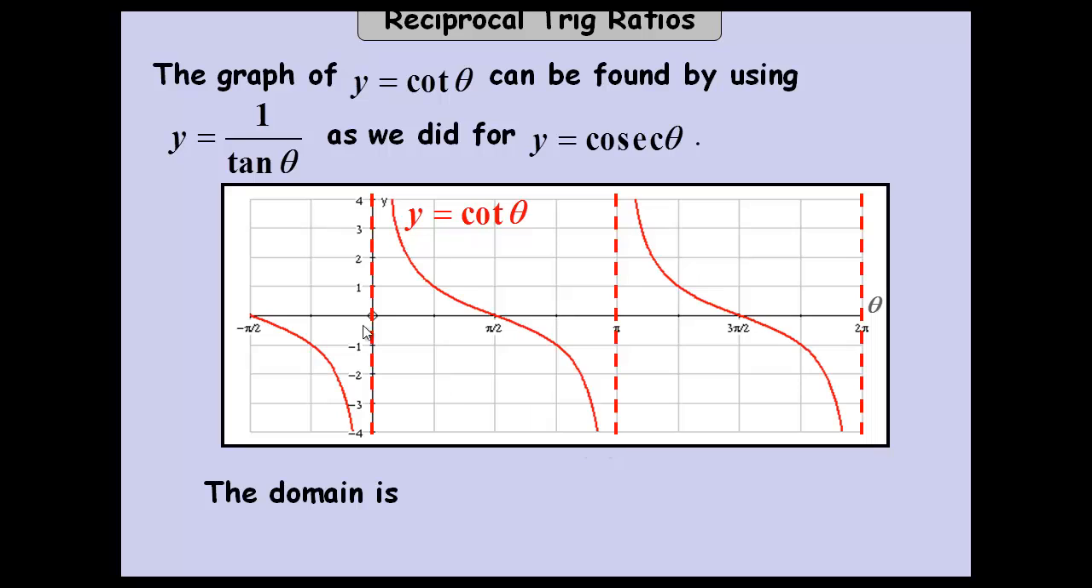The domain for this graph, again, we've got restrictions, but here again it's multiples of pi. So x can be any real number apart from a multiple of pi. And the range, well, like with the tan graph, the range is that y can be any real number.